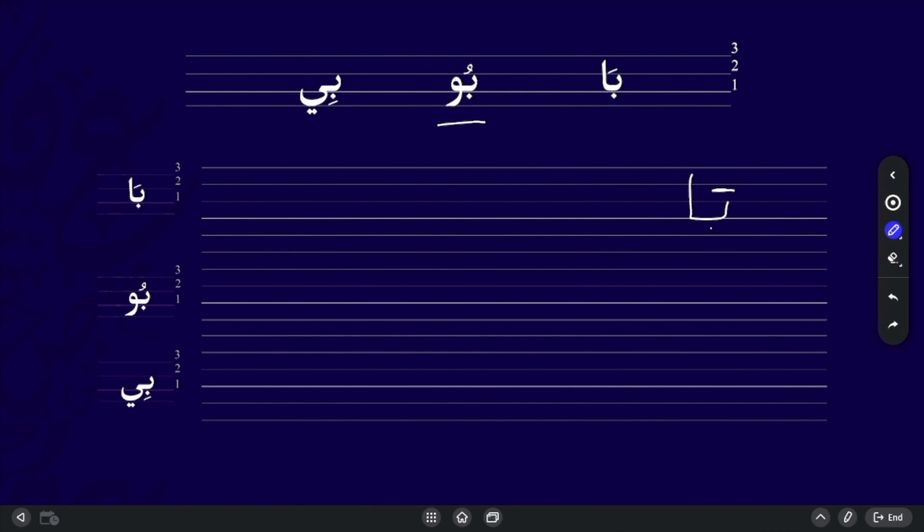Same thing for boo. It is a ba. We add the dhamma, that's boo, and we make it long by introducing the waw. This is boo. Finally, bi. Adding the ya creates the bi sound, which is long vowel attached to the letter ba. Ba, boo, bi.